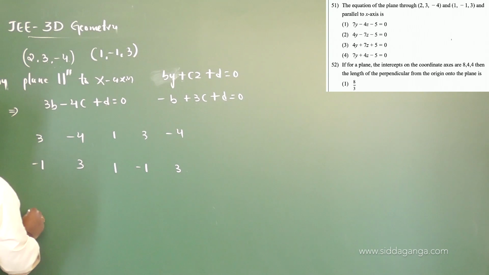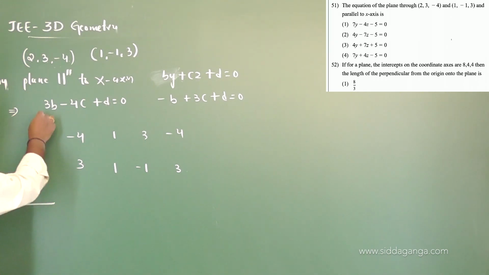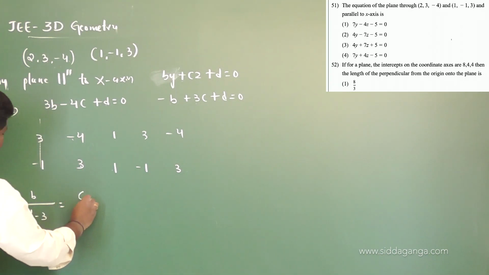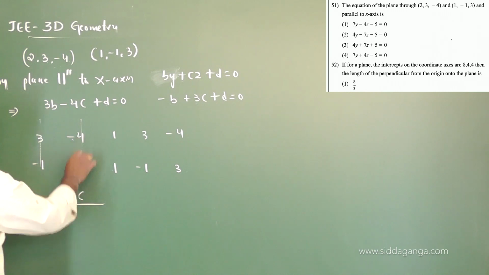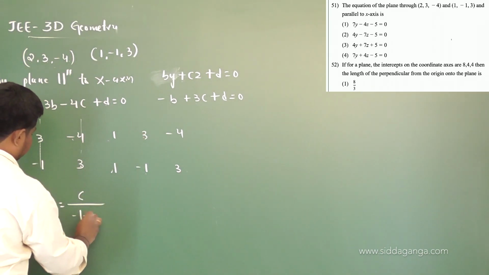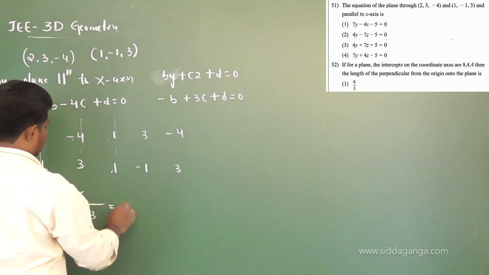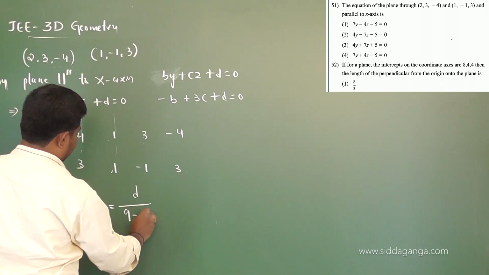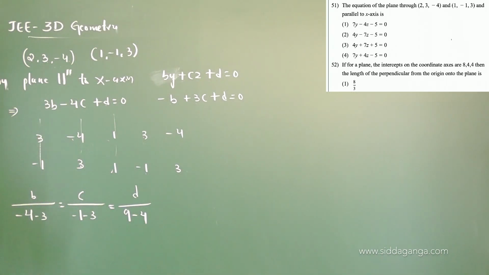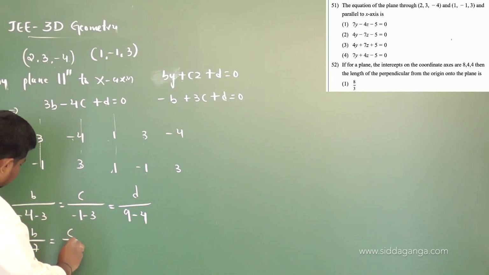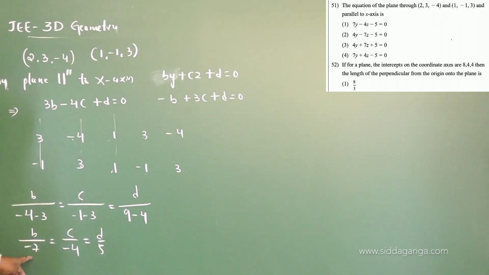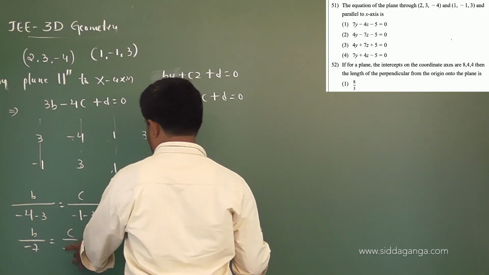So now b, so neglect this, minus 4 minus 3, so minus 4 minus 3 equal to c divided by, neglect this, minus 1 minus 3, this is equal to, neglect this, that is d divided by 9 minus 4, right. So hence you get b is minus 7 or c minus 4 or d by 5, or you can multiply by minus 1, you get b 7, yes, b 7, c 4 and d is minus 5.